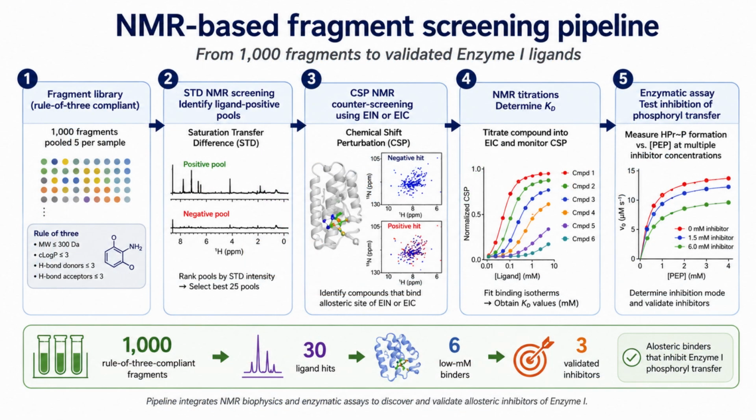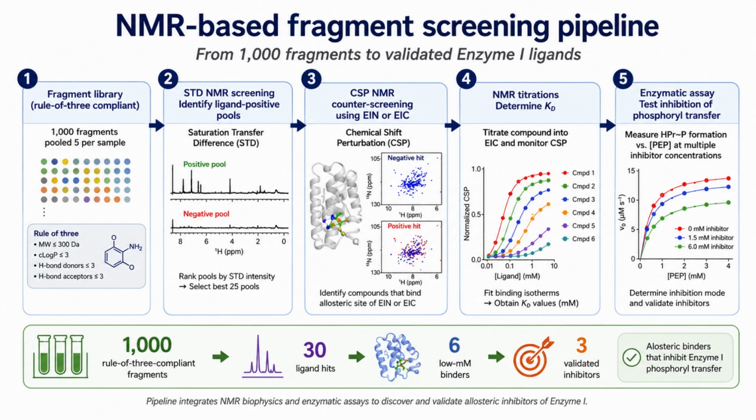To do that, we used an NMR-based fragment screening pipeline. We started from a library of 1000 rule of 3 compliant fragments. First, ligand-detected STD NMR identified fragment pools that bind enzyme 1. Next, protein-detected chemical shift perturbation experiments validated binding to the EIC domain.